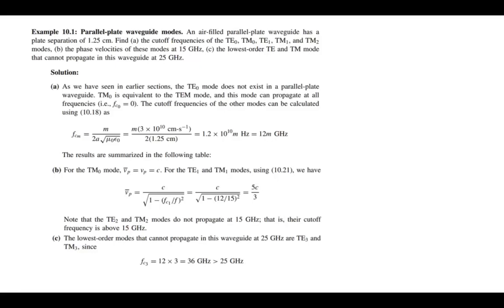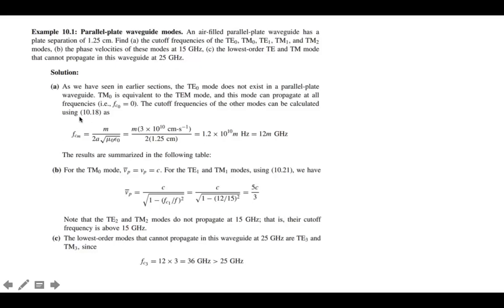So basically, this is an example that just illustrates the cutoff frequencies for different modes propagating within a waveguide, and we put some numbers in here. So here's 1.25 centimeters. That would be the plate separation. And we're given the phase velocity at 15. We would like to find the phase velocities at 15 gigahertz and the lowest modes that can propagate at 25 gigahertz, as well as the cutoff frequencies.